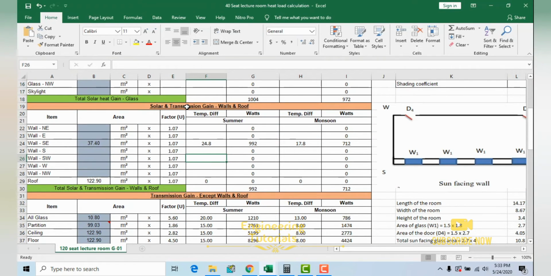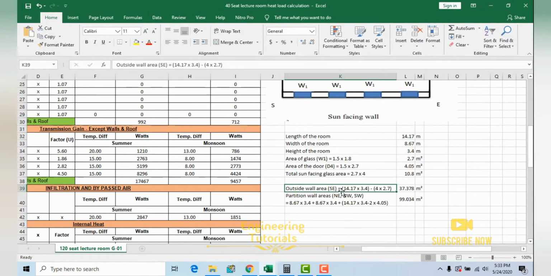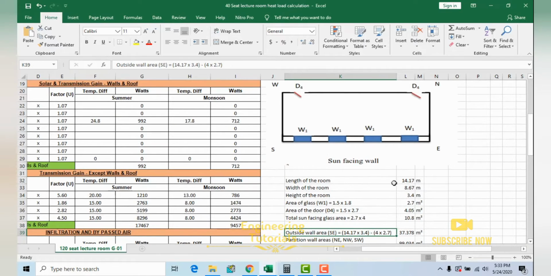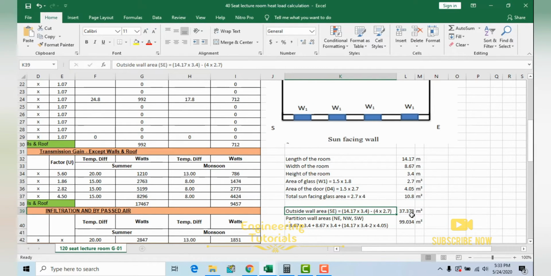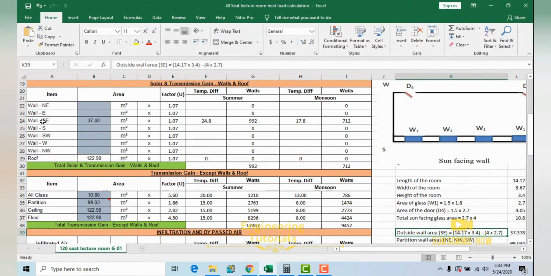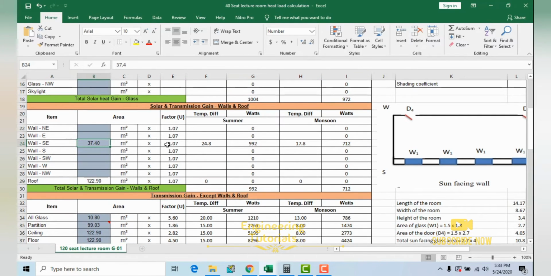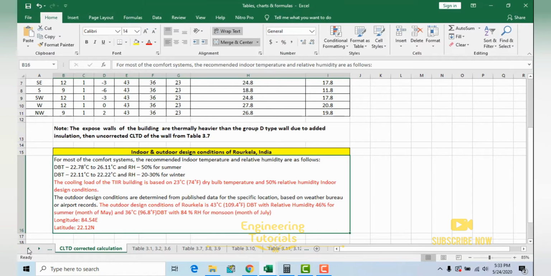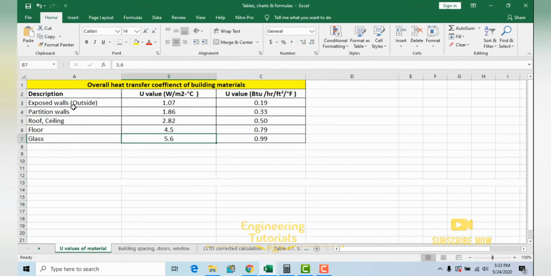So next we have solar and transmission gain for the walls and roof. So this is also for outside wall. As you know, we already calculated the outside wall area. Outside wall is southeast and its area is 37.3 after subtracting the glass area. So southeast wall 37.3, that is 37.4 we have used here. And for the wall, U factor is 1.07, we already know from the table. This outside wall U factor is 1.07.